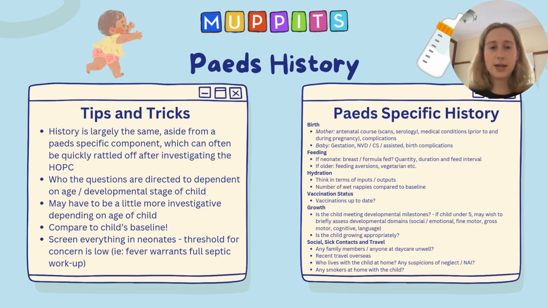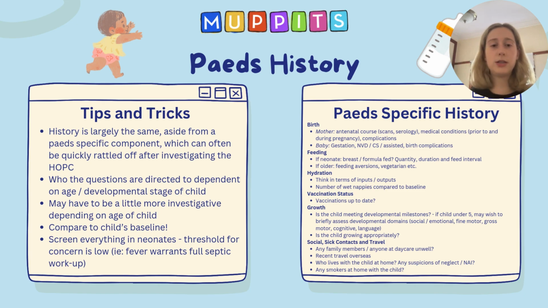You want to know are their vaccinations up to date. In terms of growth, is a child meeting developmental milestones? You might want to ask about some developmental domains if the child's under 5. So, for example, how are they progressing socially? Are they interacting well with other children? How are their fine motor skills? How are their gross motor skills? How are they going cognitively, and also in terms of language as well. And you're going to get a lot of that also just by observing the child prior to taking the history.